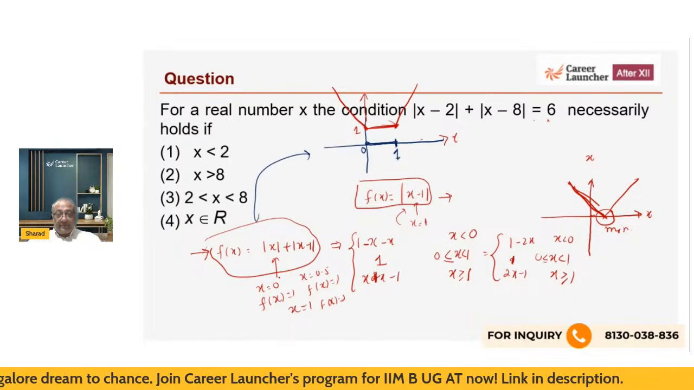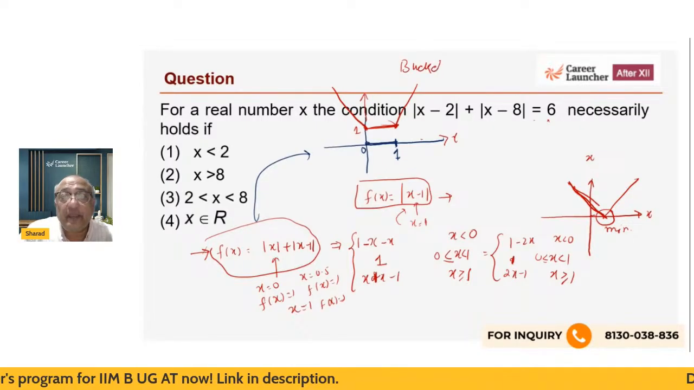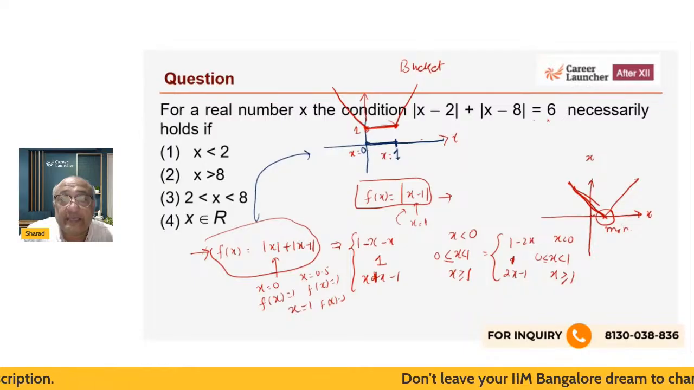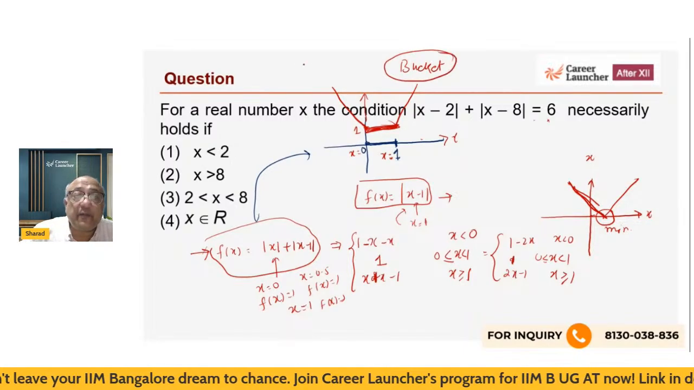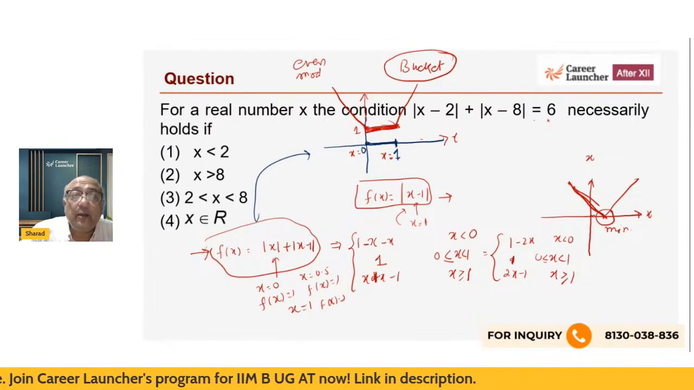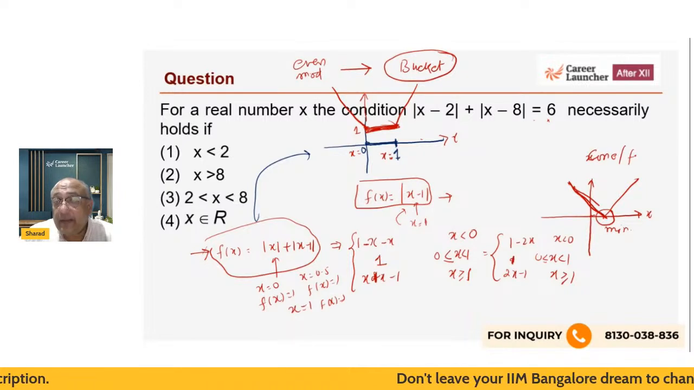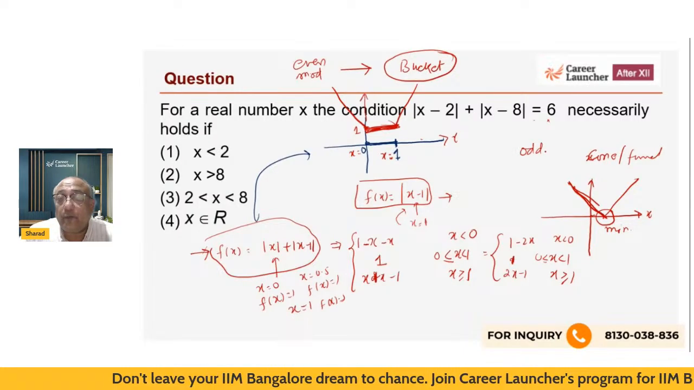So what is the shape? It is a bucket shape. कैसा shape है? Bucket shape. And the bottom of the bucket is at x equal to 0 and x equal to 1, and this entire value set has the minimum value. This is called a bucket. When will a bucket come? When even mods are added. And when will you have a cone shape, a funnel shape? You will have a funnel shape when an odd number of mods are added.